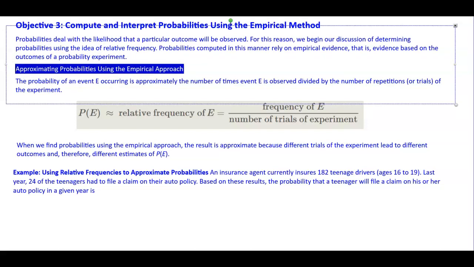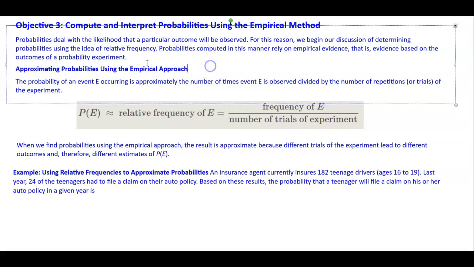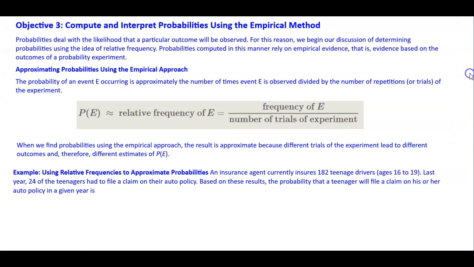Okay, so approximating probabilities using the empirical rule. Now, the probability of an event E occurring is approximately the number of times event E is observed divided by the number of repetitions or trials of the experiment. So the probability of event E is approximately the relative frequency of event E, which is equal to the frequency of event E divided by the number of trials of the experiment.